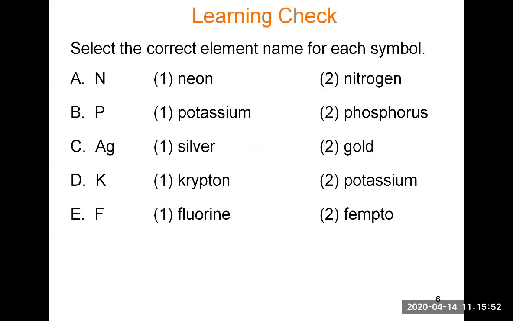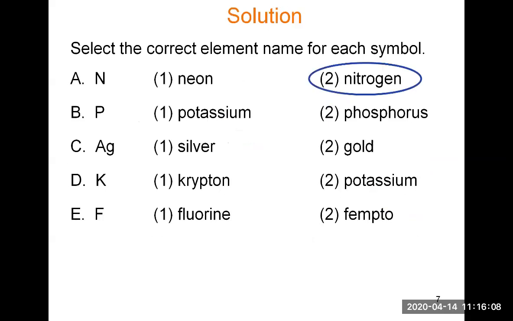Let's do some more learning check here. You want to select the correct element name for each symbol. So again, pause the video before you watch the answer. So N is nitrogen, an element very common that you should remember too. P is phosphorus. It's very tempting to say it's potassium, but potassium is a different letter.